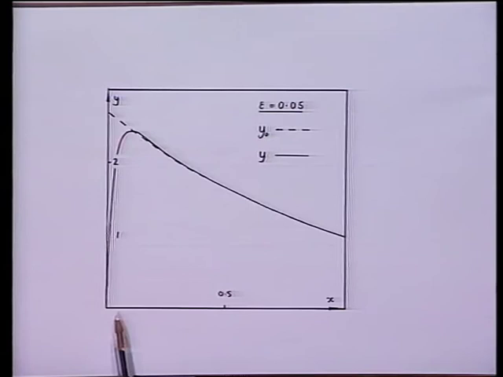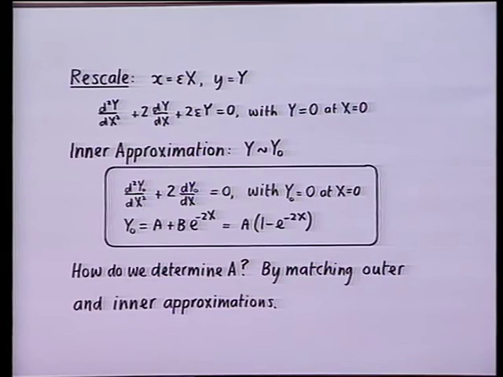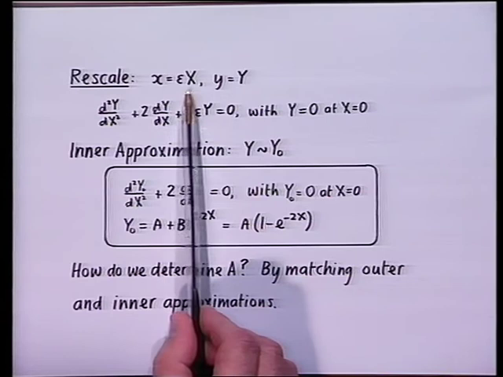What we now have to do is look rather more closely at this region by rescaling, by magnifying the graph in the vicinity of x equals 0. I'm now going to rescale in a similar sort of way to the procedure we used in the cubic problem, by stretching the graph in the x direction. And the rescaling I'm going to use is as follows. I'm going to write x equals epsilon times big X, and I'll leave y as big Y.